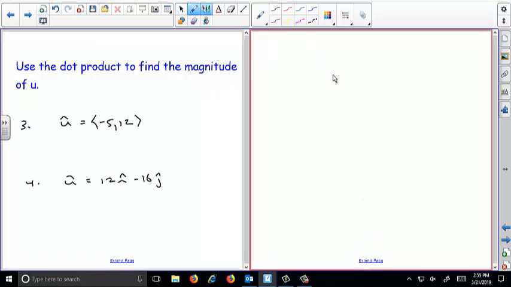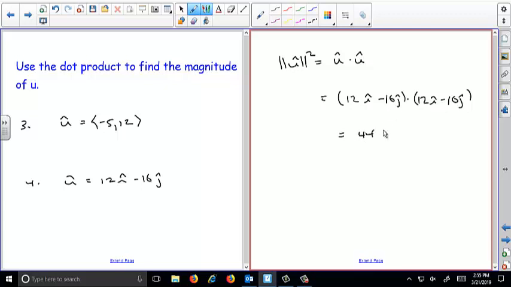Same thing on the next one. So the magnitude of vector u squared is equal to u dot u. So we have vector 12i minus 16j dotted with 12i minus 16j. When you dot product these, you multiply the i components together, 12 times 12, and you add that to the j components. So that's 16 squared, which I think is 256.